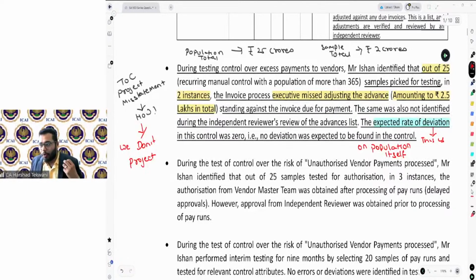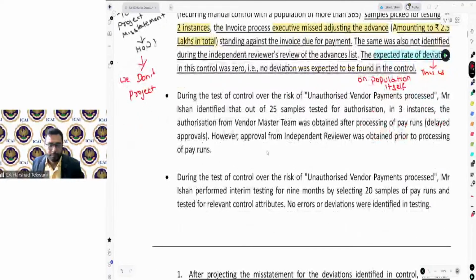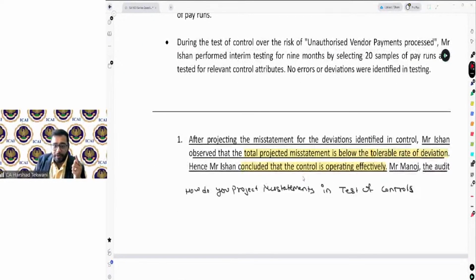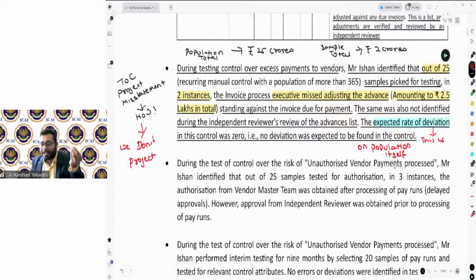So that is the main thing over here. Basically, I do not project the misstatement, and in the current case itself, the total projected misstatement is the first thing Mr. Ishan has done wrong. He shouldn't have projected the misstatement. And he's saying that that's a below tolerable rate of deviation. I don't have a tolerable rate of deviation here. My tolerable rate of deviation is 0. The expected rate of deviation in this control is 0.